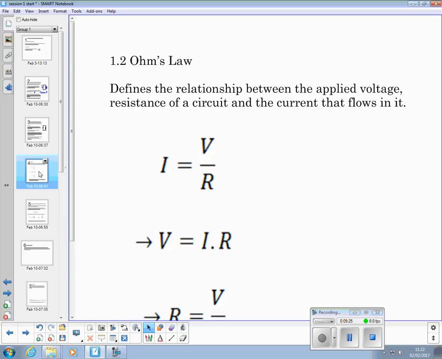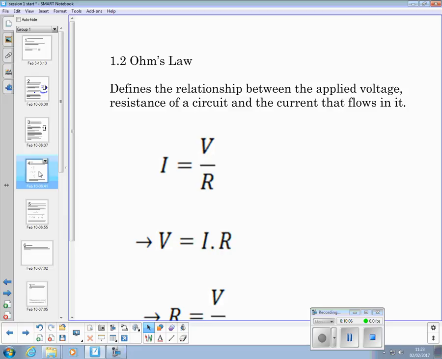So there it is. Numero uno, most important thing in electrical science, Ohm's law. Defines the relationship between the applied voltage, resistance of a circuit, and the current that flows in it. Really, I like to think of it as Ohm's law defined in its current form, because current is dependent on the other two things. You apply a voltage to a given resistance, and the current happens in most cases.